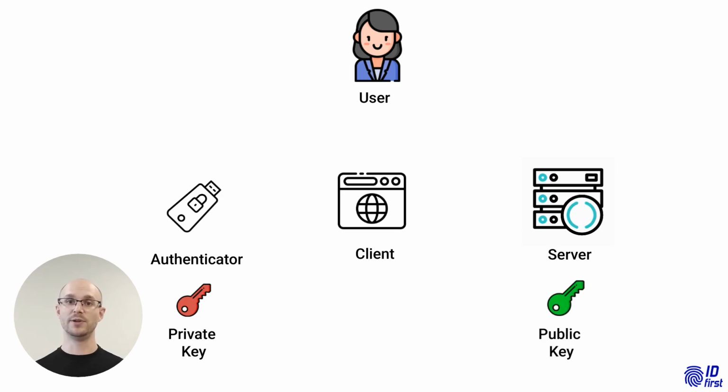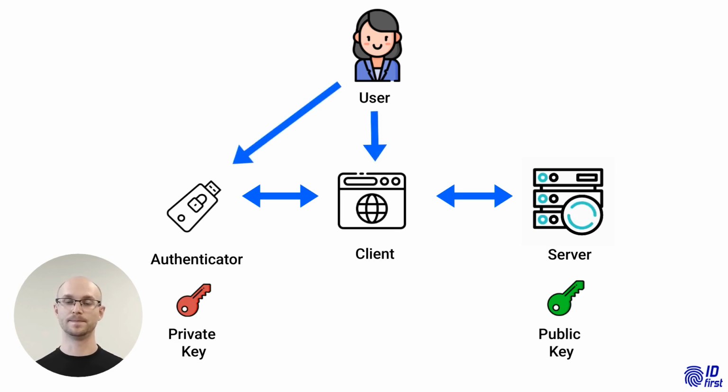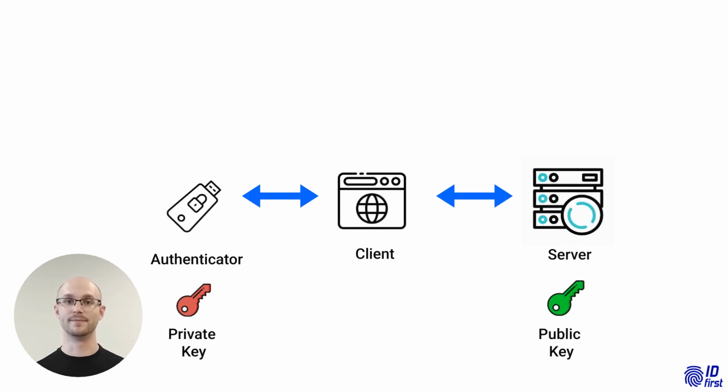The authenticator communicates with the client, and the client communicates with the server. The user interacts with both the client and the authenticator. But how do they know how to talk to each other?